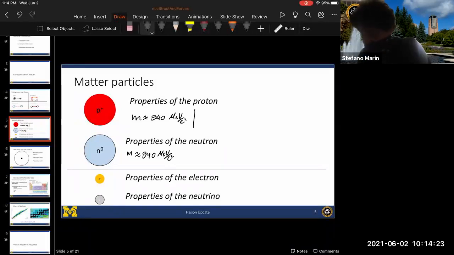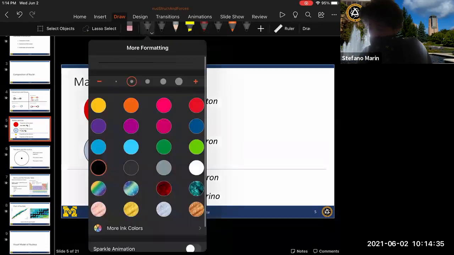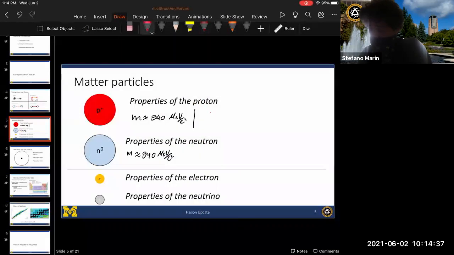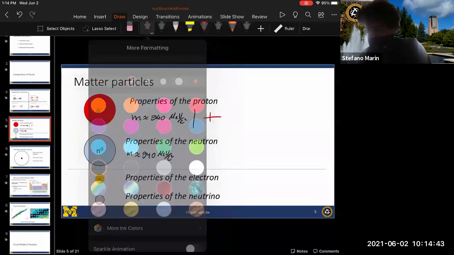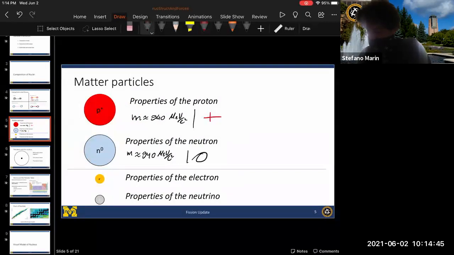So is the proton going to carry an electromagnetic charge? Yes. And this actually is the main thing that distinguishes the proton from the neutron. The proton is electrically charged. However, the neutron, as the name might suggest, is electromagnetically neutral.